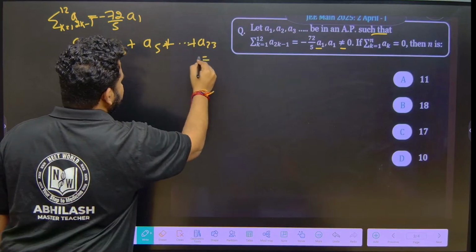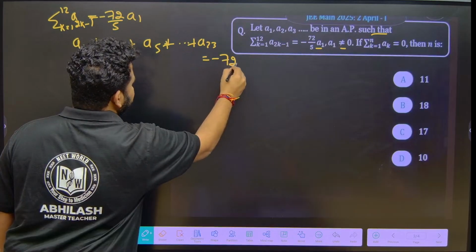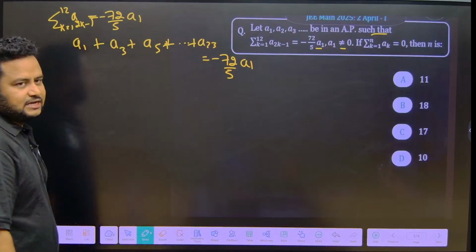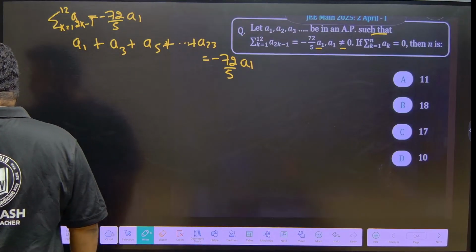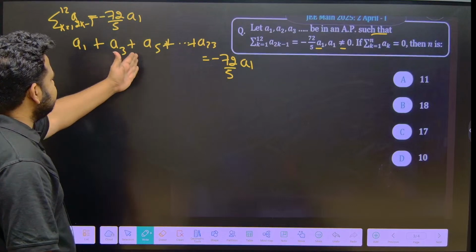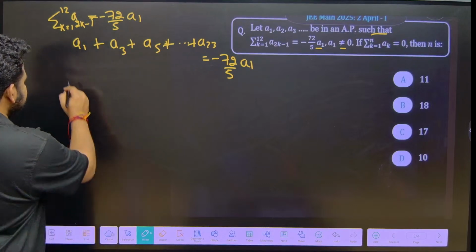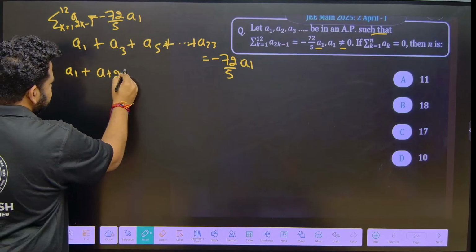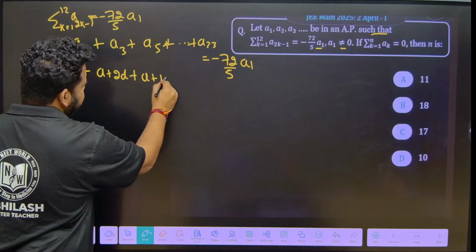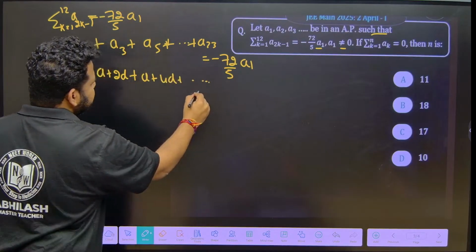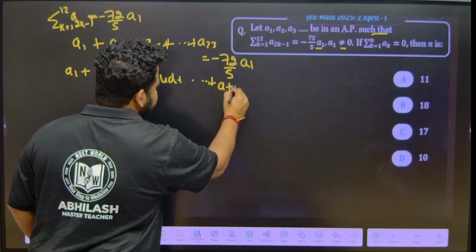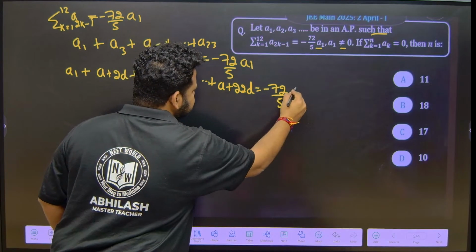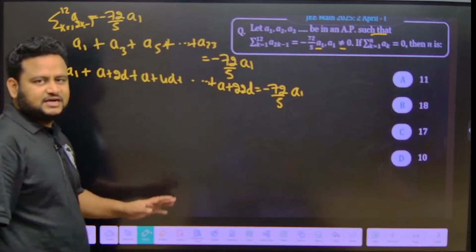So, this is equal to what, friend? This is equal to minus 72 by 5 times a1, this is what I will get. Now, on writing this, what I will get? See, a1 I got, a3, a5, a23. Now, what I can write in terms of d, I can write a1 will be a1 itself, a3 will be a plus 2d, this is basics of AP, a plus 4d. So a23 can be written as a plus 22d. This is equal to minus 72 by 5 times a1.